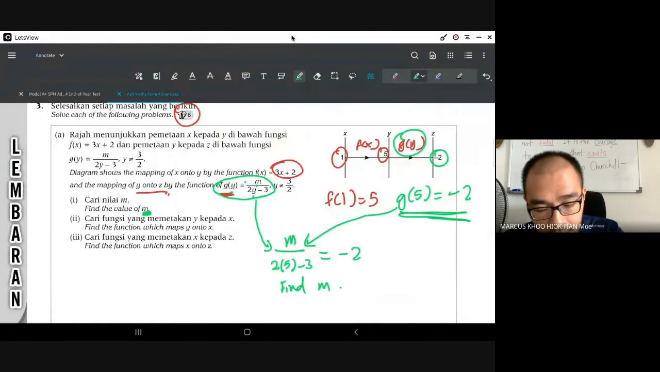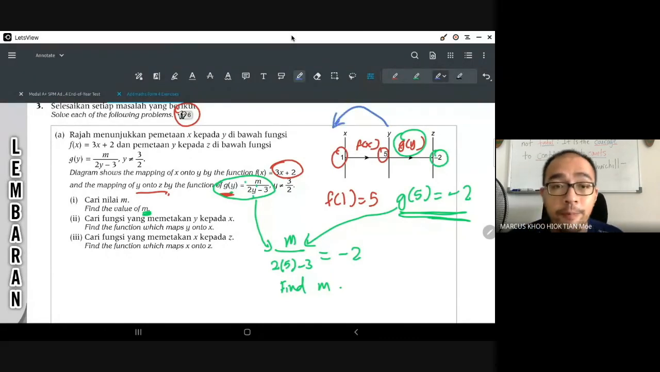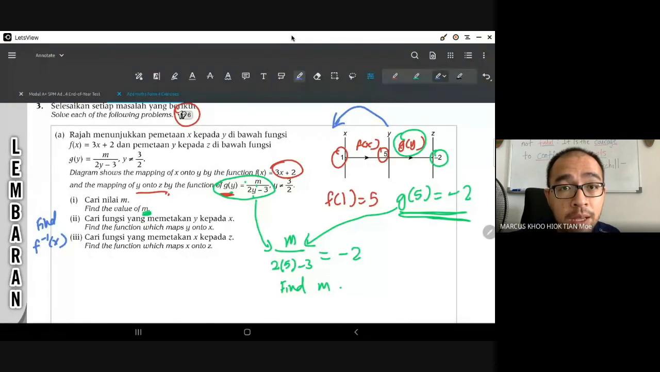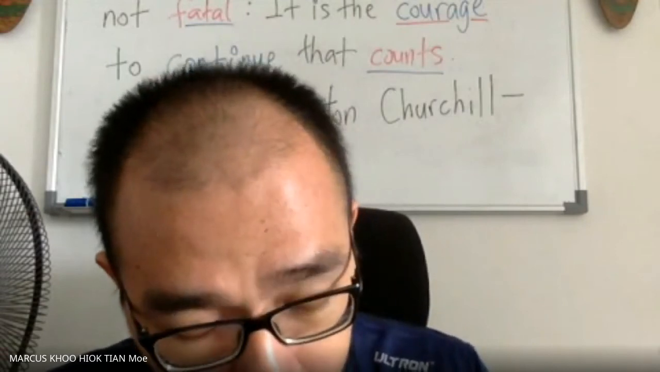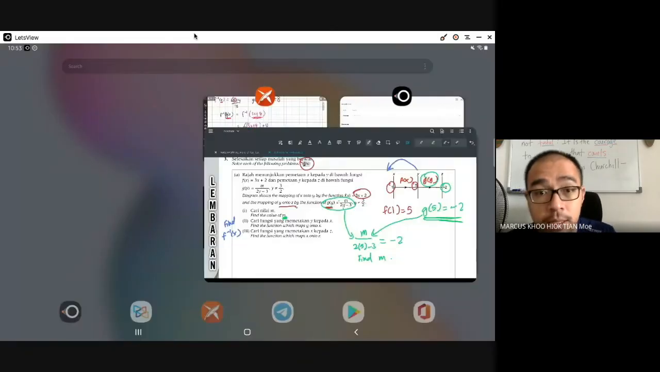Second question. Function that maps y to x. What is this known as? If x to y is f(x), y to x is the inverse of f(x). So actually it's just find f inverse of x. Of course, I'm not going to ask you to do it now because just now I waited for 10 minutes for the answer and then another person answered. So, you know what? You do what you can where you are lah.